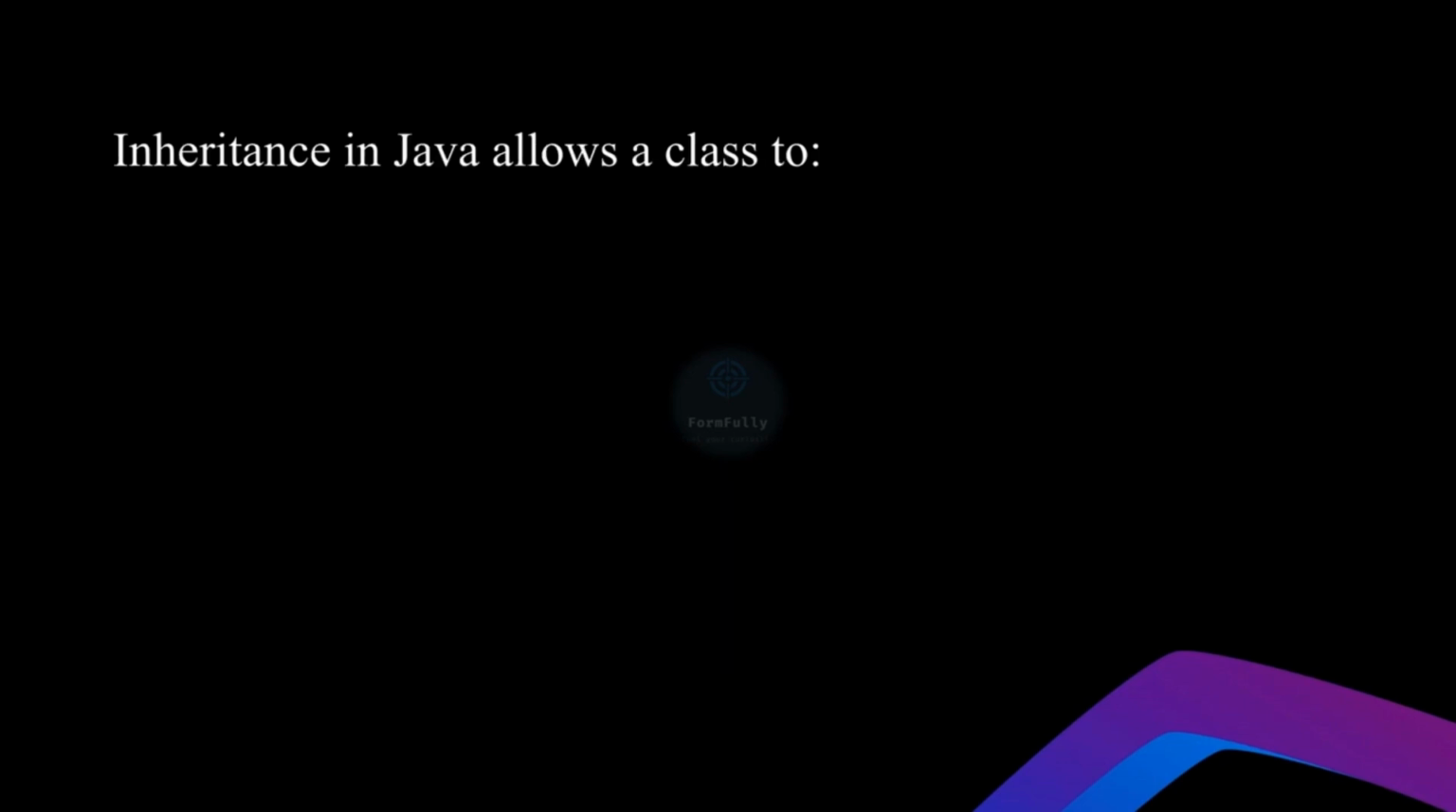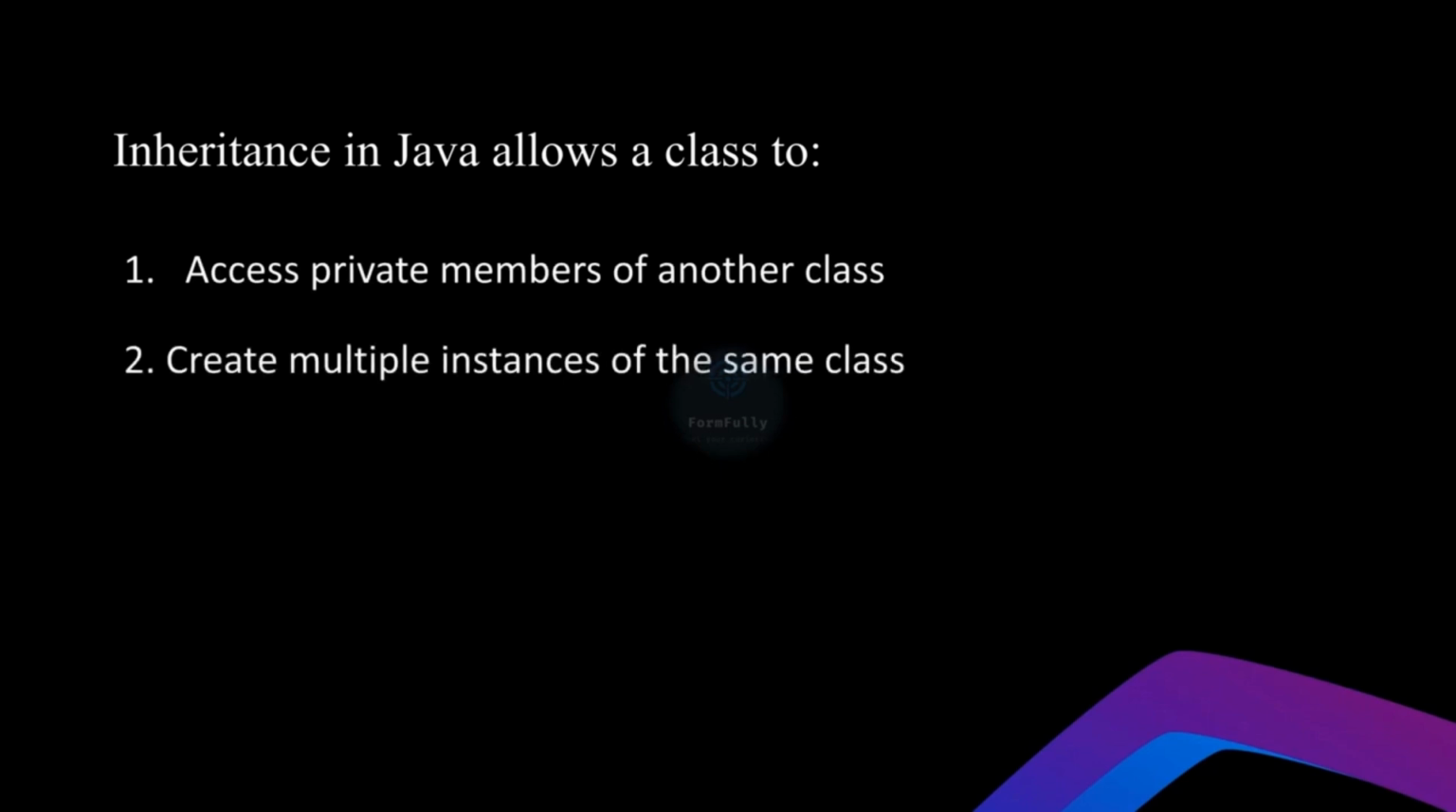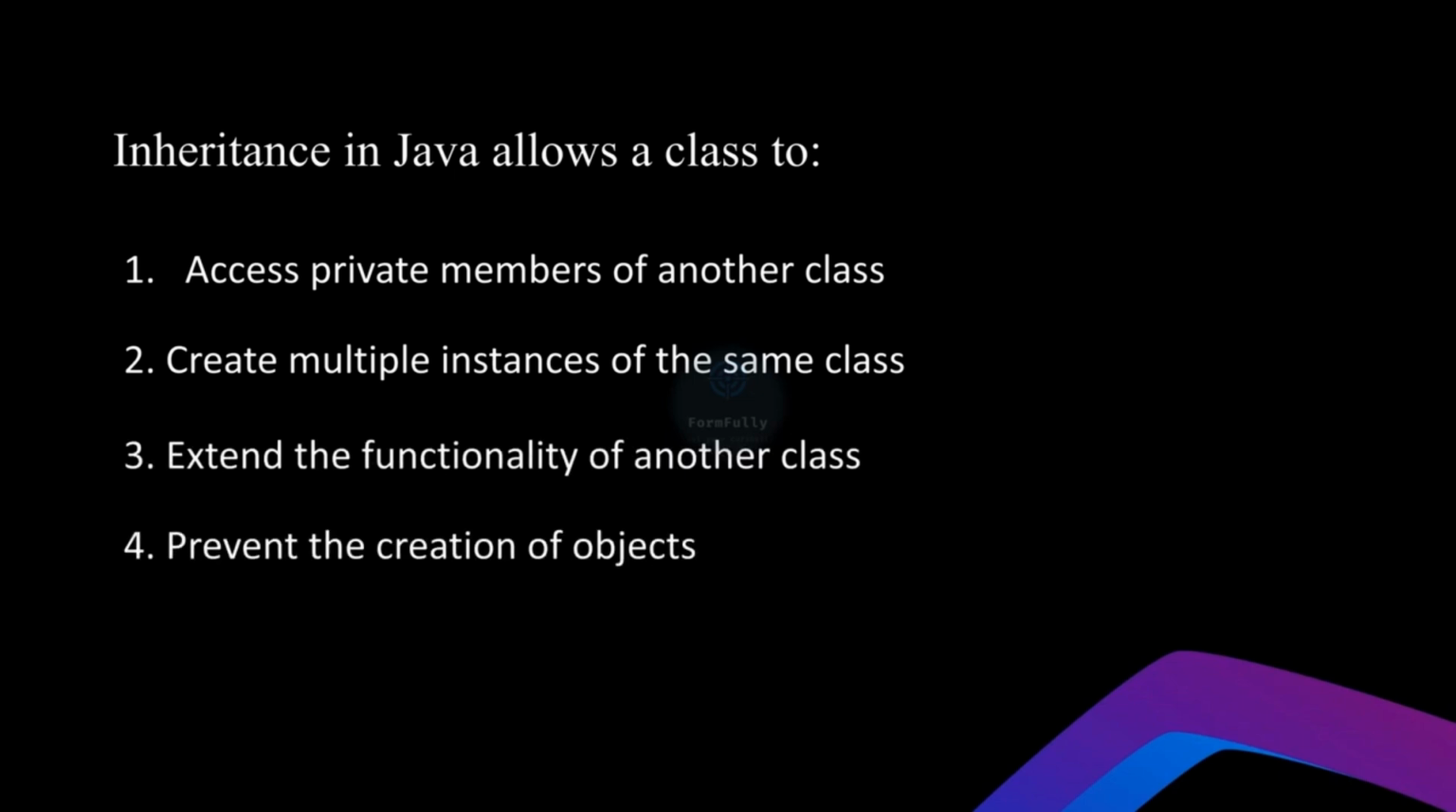Moving to the next question. Inheritance in Java allows a class to access private members of another class, create multiple instances of the same class, extend the functionality of another class, prevent the creation of objects.